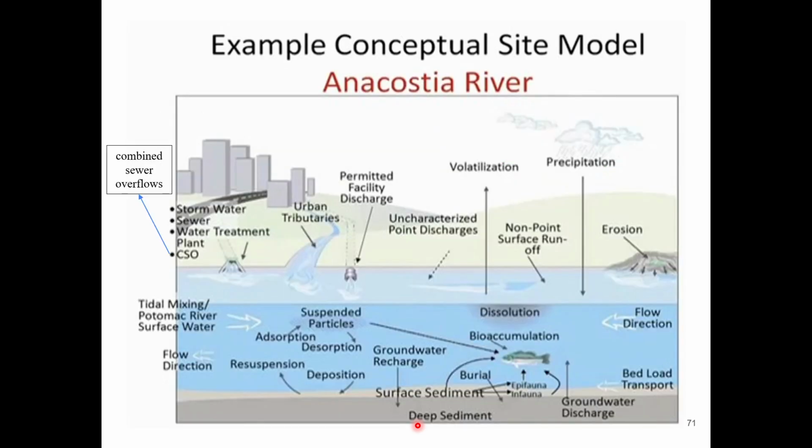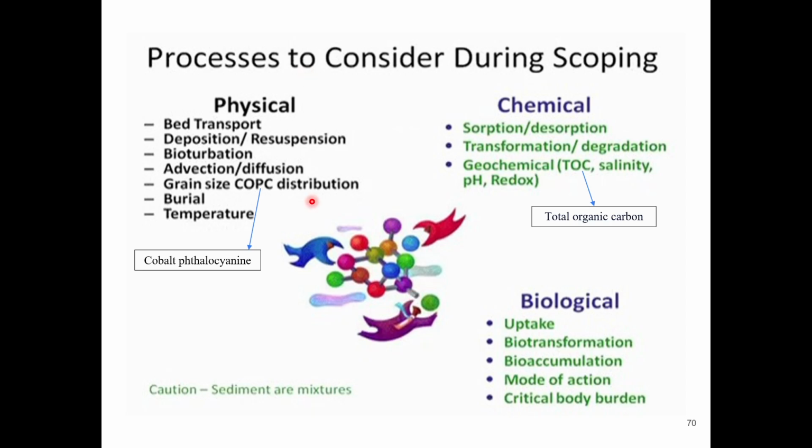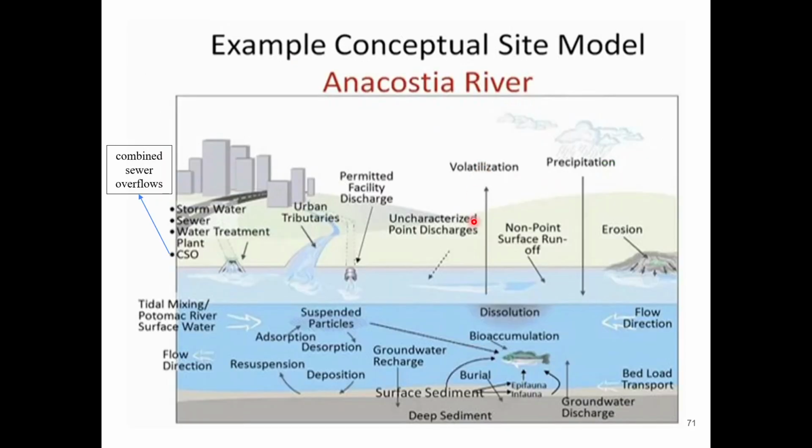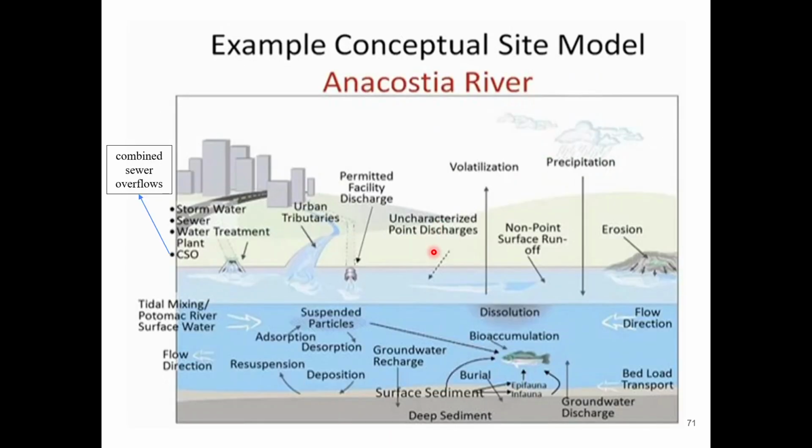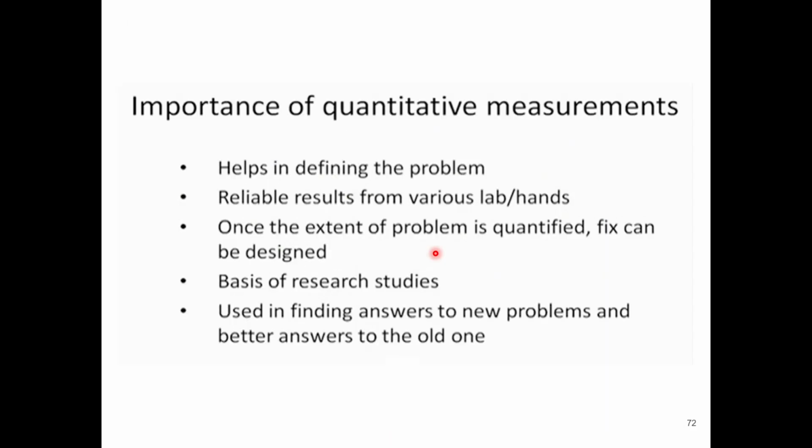Here is a figure of the Anacostia River, a place in Washington DC, USA. It is a conceptual site model. Here we will find various factors in the form of these locations. Various processes are happening here simultaneously. This is the best example where you can take into account all those factors, physical, chemical, and biological, for the investigation of risk in this river.